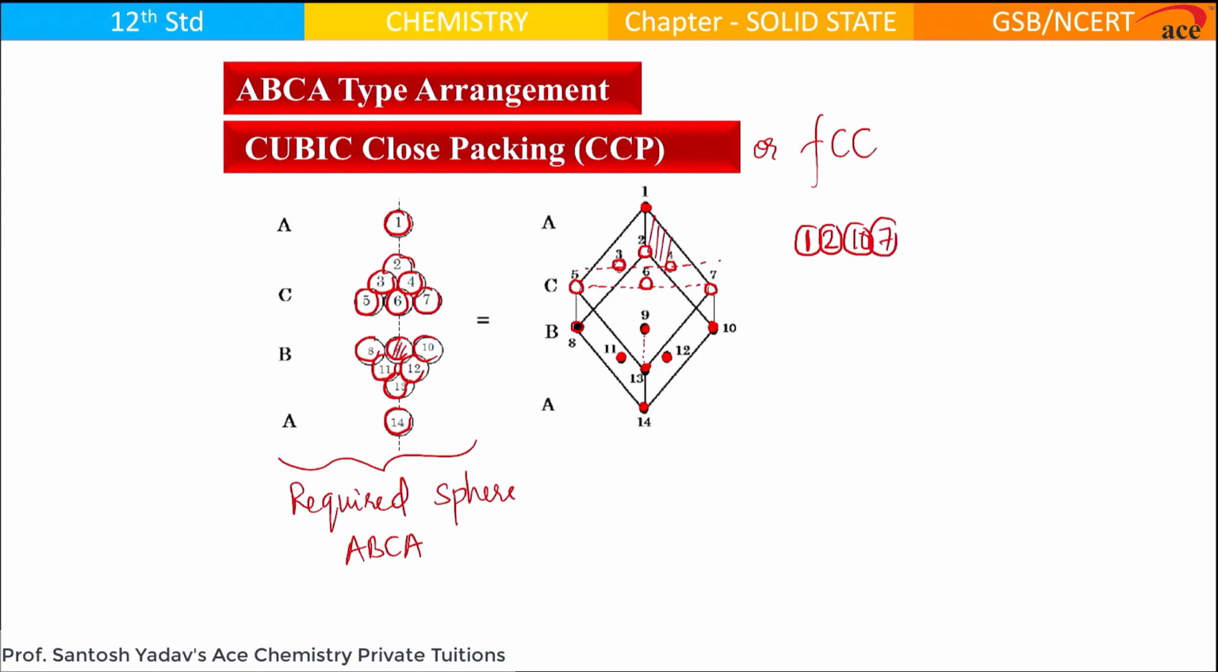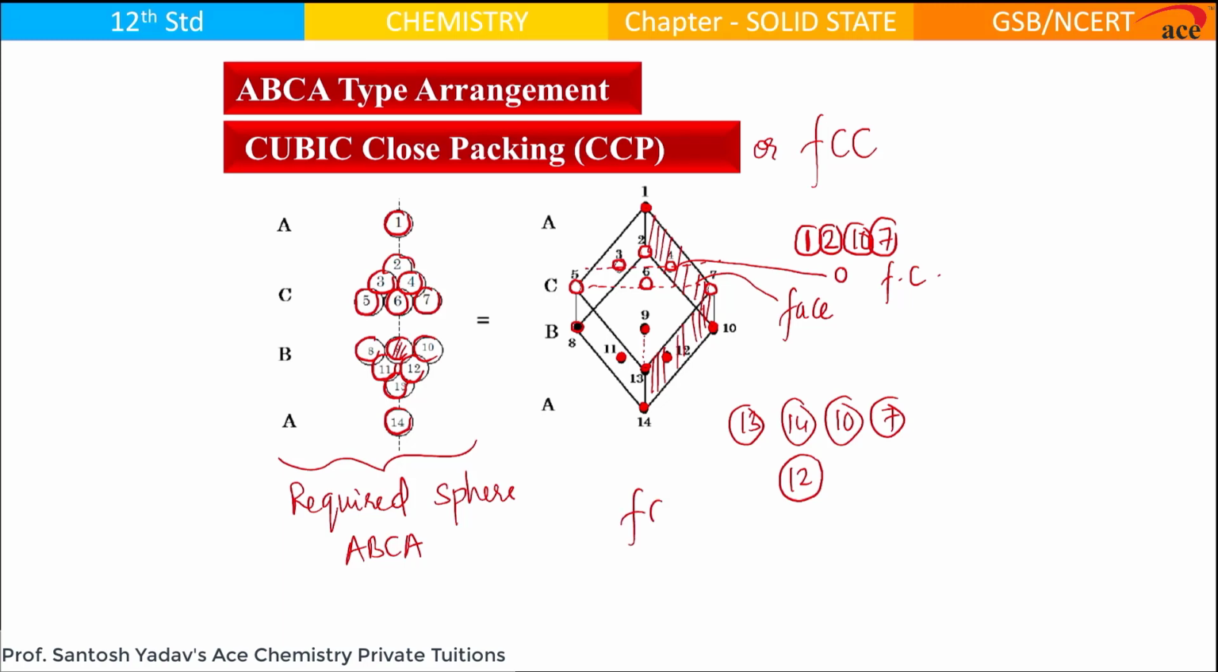If you visualize 1, 2, 7 and 10, you will get a face where 4 is a face center. If you visualize 13, 14, 10 and 7, you will get another face where 12 is a face center. Similar visualization will give rise to FCC, that is, we call it CCP. So FCC type of arrangement is nothing but CCP type of arrangement.